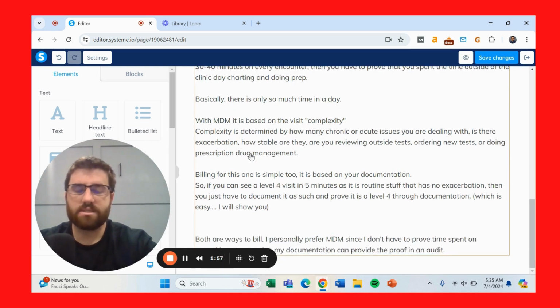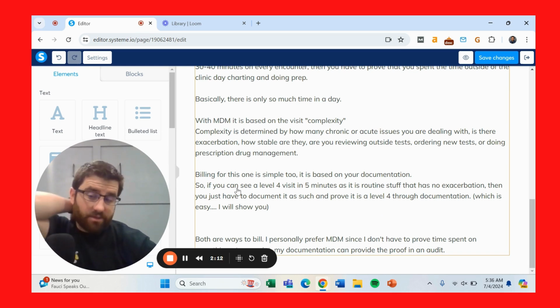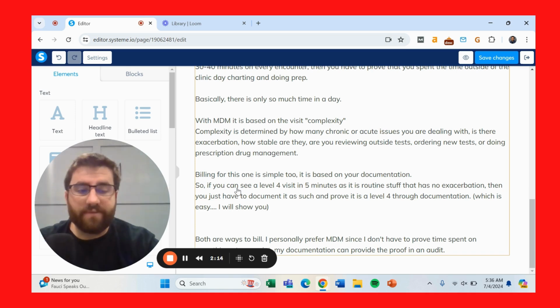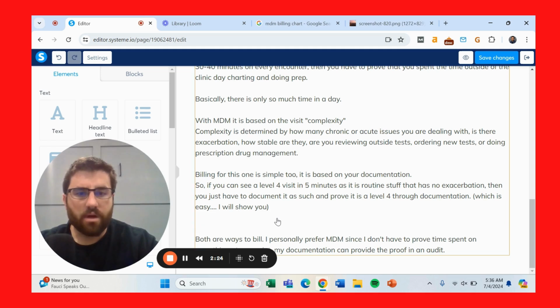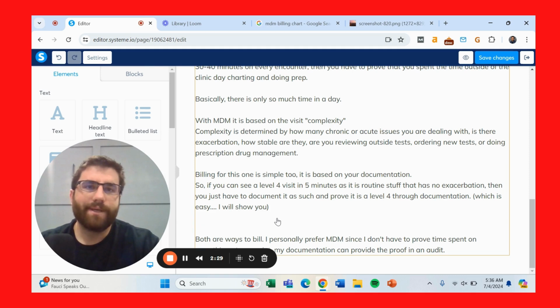With medical decision making, it's all about complexity. Complexity is determined by how many chronic or acute issues you're dealing with. Is there an exacerbation? How stable are they? Are you reviewing outside tests, new tests, or doing prescription drug management? Billing for this one is simple too. It's based on your documentation. So if you can see a level 4 in 5 minutes as it's routine stuff with no exacerbation, then you just have to document it and prove it's a level 4 through your documentation, and that's something that I will show you. That's the nice part about this, is you just have to make sure the documentation is up to snuff, right? You don't have to say that you spent 40 minutes, you just have to document appropriately.